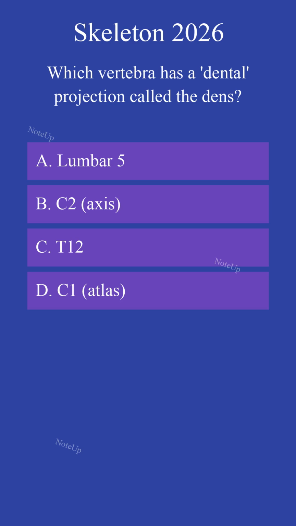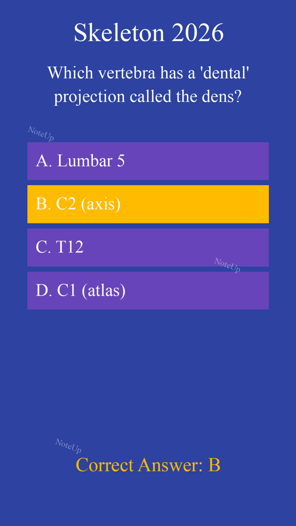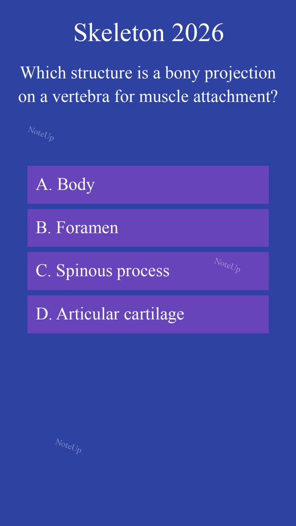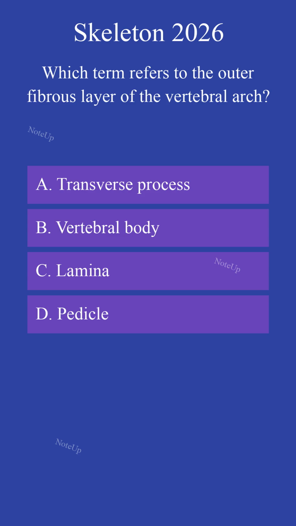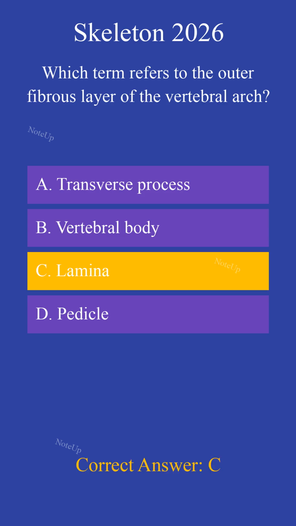Which vertebra has a dental projection called the dens? The correct answer is B, C2, axis. Which structure is a bony projection on a vertebra for muscle attachment? The correct answer is C, spinous process. Which term refers to the outer fibrous layer of the vertebral arch? The correct answer is C, lamina.